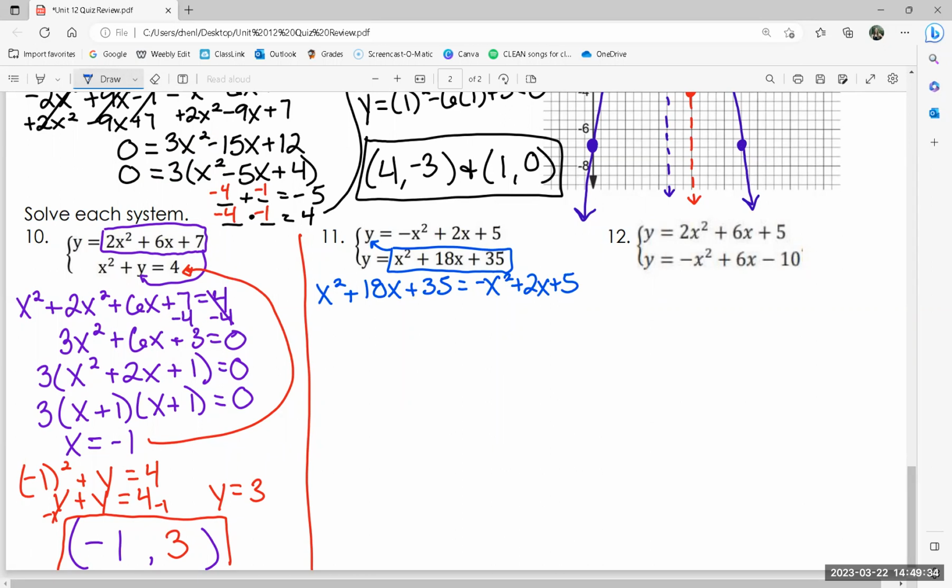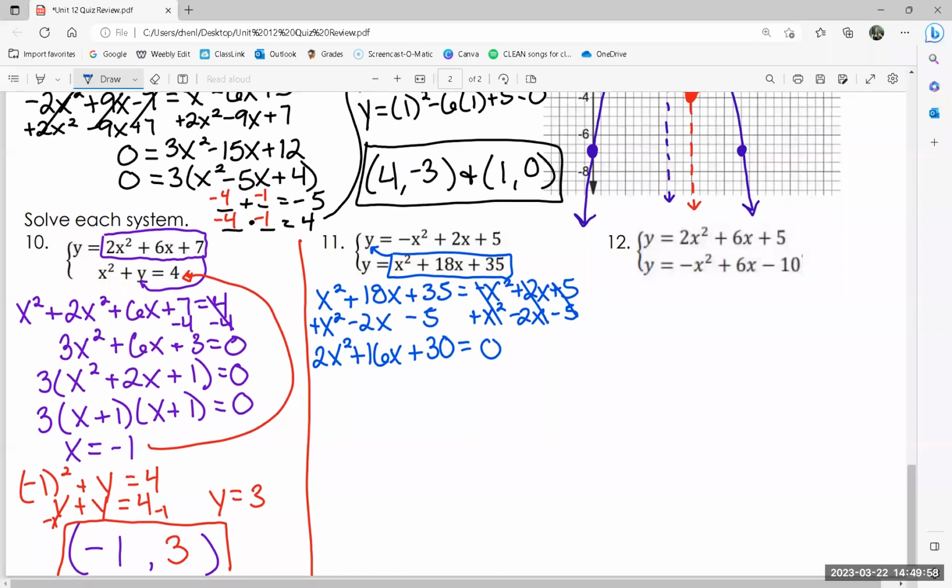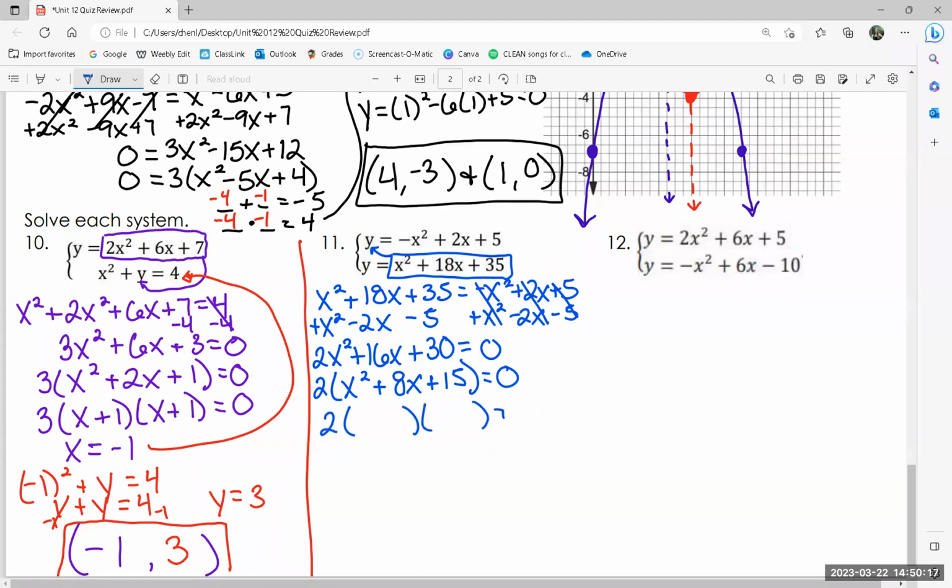So I want to keep my x squared positive, so I'm going to add x squared to both sides. I'm going to subtract 2x from both sides, and I'm going to subtract 5 from both sides, so that my equation is now equal to 0. So we'll have 2x squared plus 16x plus 30 equals 0. Then we're going to take our GCF of 2 out. So we have 2 times x squared plus 8x plus 15. I'm looking for two numbers that add to equal 8 and multiply to be 15, and that would be 5 and 3.